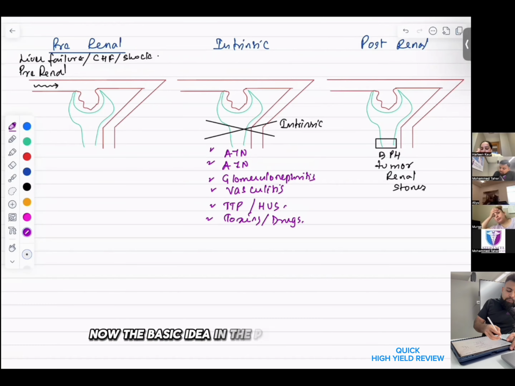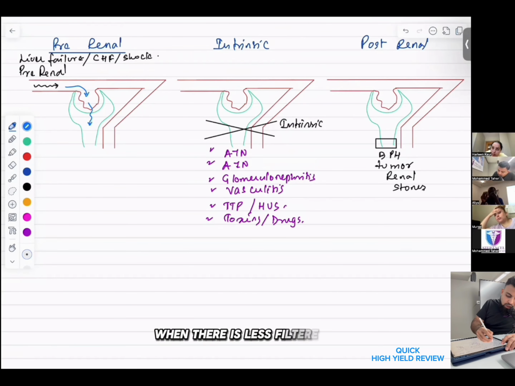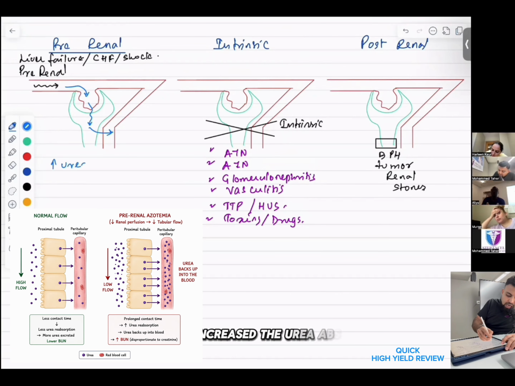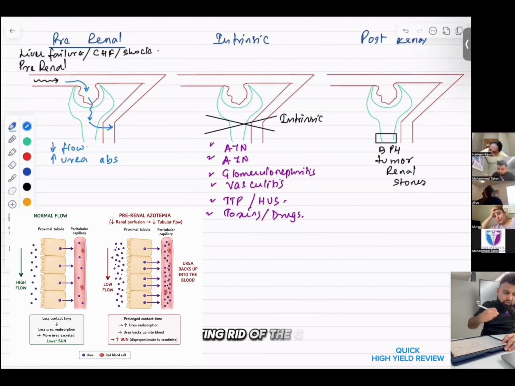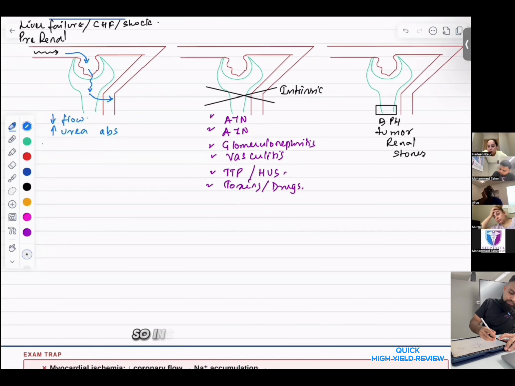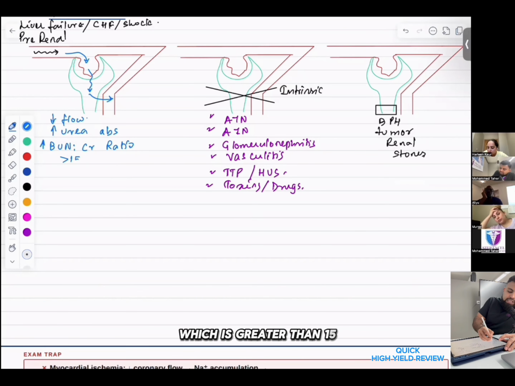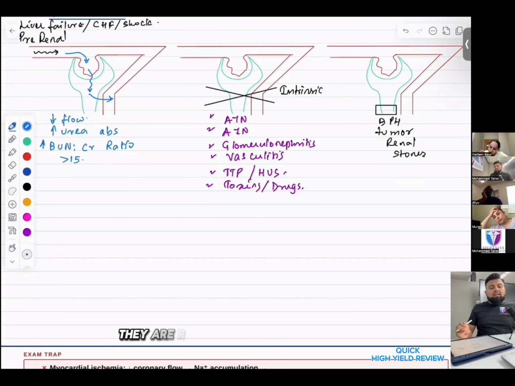Now, the basic idea in prerenal azotemia is that when there is less filtered load, I told you, there is increased urea absorption. Remember that you're not getting rid of the creatinine as well. Creatinine is somewhat secreted. So there is an increase in the BUN to creatinine ratio, which is greater than 15. Now think about it from this perspective. Kidneys are responsible for regulating the flow. They are responsible for regulating the pressure. How much fluid is present, or how much filtered fluid is present?